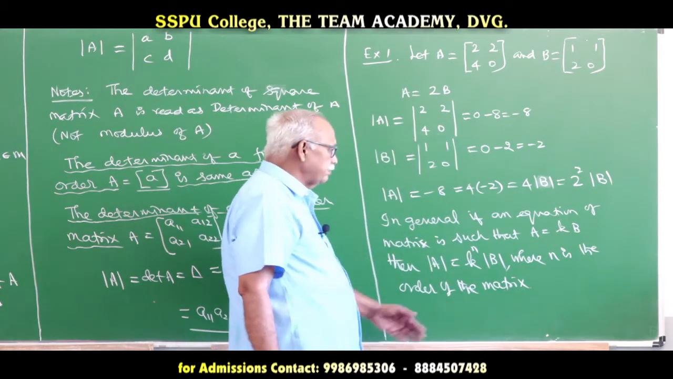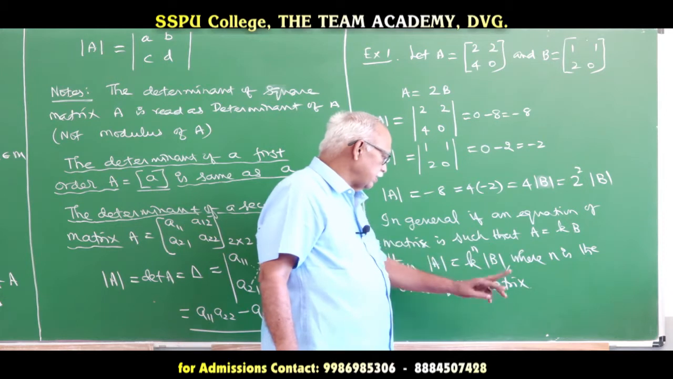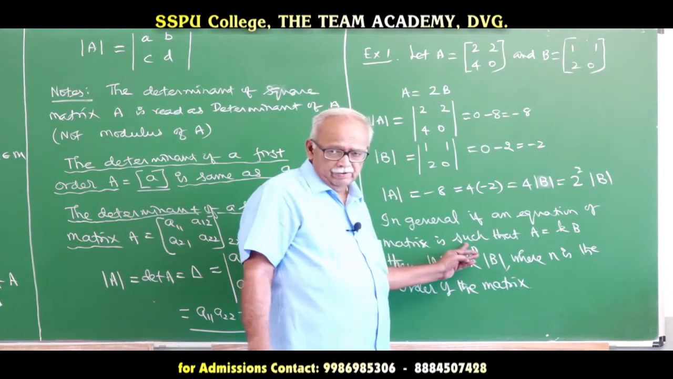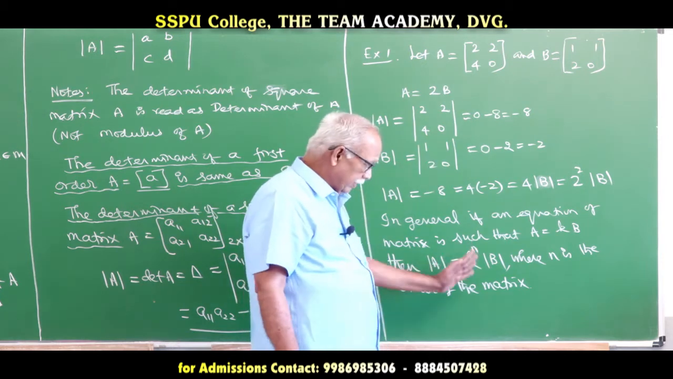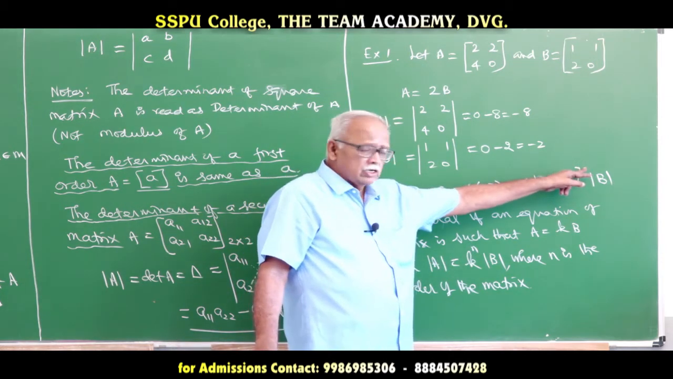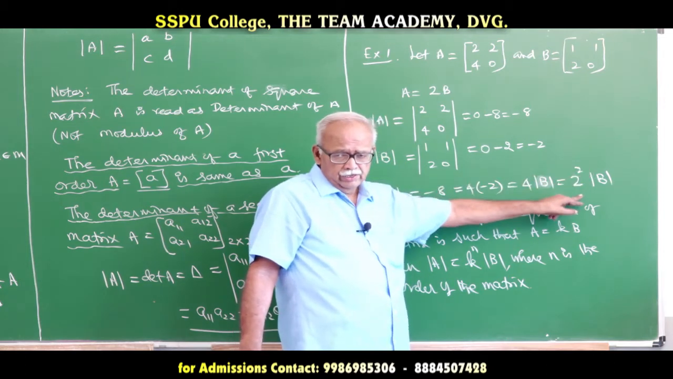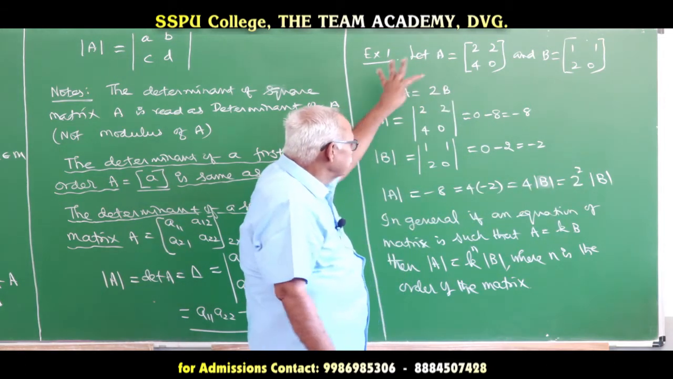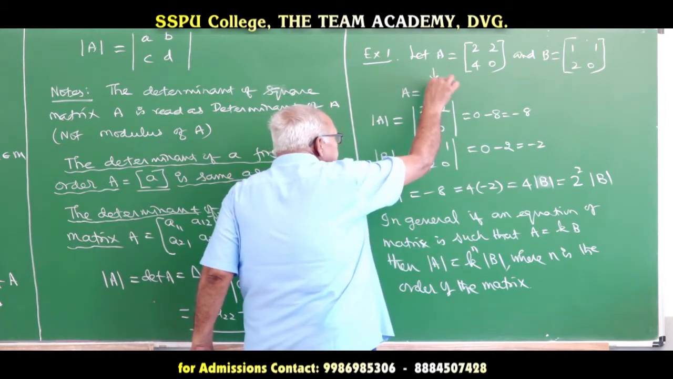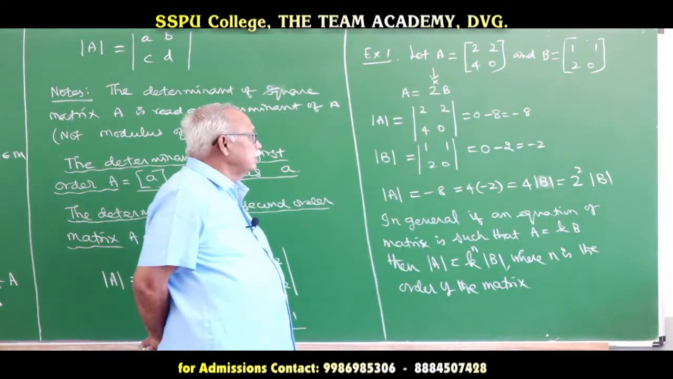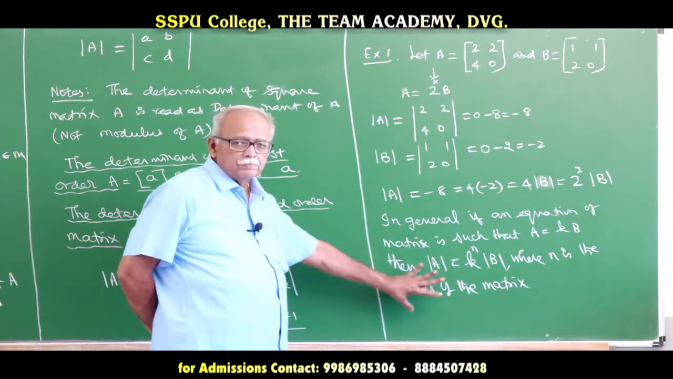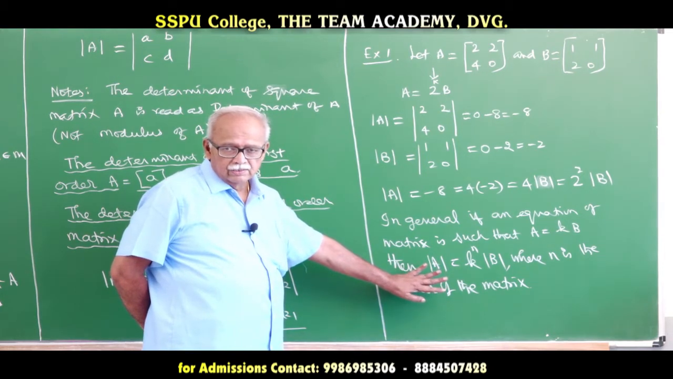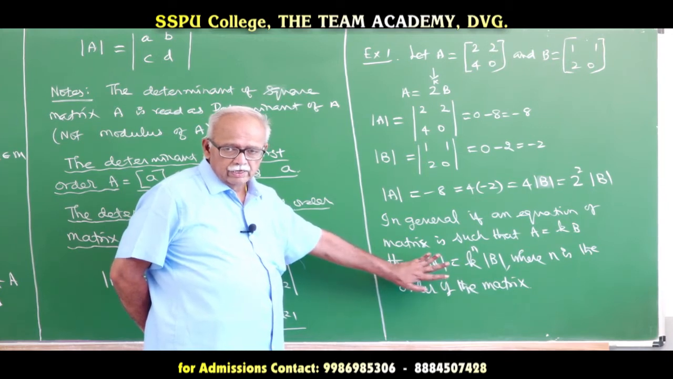So we get some number k, and kB is there, so that k will come here with power n. Power n is nothing but the order of the matrix. Here we have taken second order, so n is equal to 2 and k is equal to 2. Where does k come from? It comes from here, 2B. So we get 2 square into the determinant of B. This is very important for entrance examinations and multiple option questions. We will have this idea and we have to use it.